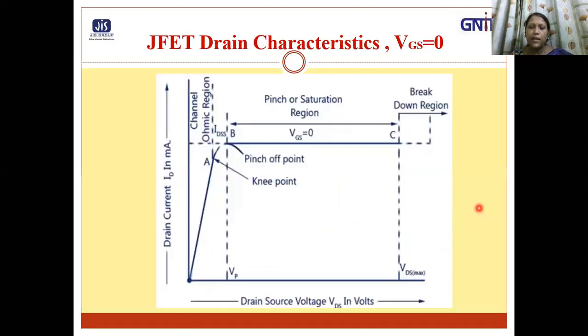So moving to the next slide, this is the enlarged version of this JFET drain characteristics. This is the VP, pinch-off voltage. This point is called knee point. From this knee point, the characteristics curve starts to be non-linear. Before that, it is linear. But after this knee point, the characteristic curve becomes non-linear up to point B. And after point B, it gets saturated. And after point C, huge current flows through the device and the device junction breaks down.